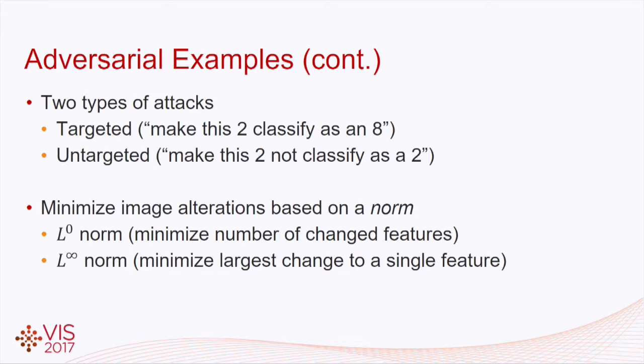Of course, we don't want to just completely change the image in a way that everyone knows this has been modified. And so we minimize the alterations we make to an image based on some type of norm. In general, you can use a lot of different norms. Two popular ones are the L0 and L infinity norms. These are what we incorporated into our visualization platform. This is minimizing respectively the number of changed features and then minimizing the largest change to a single feature. I'm using feature and pixel here interchangeably.